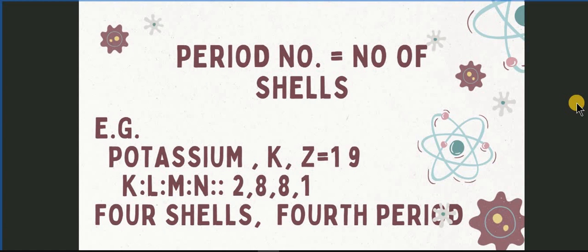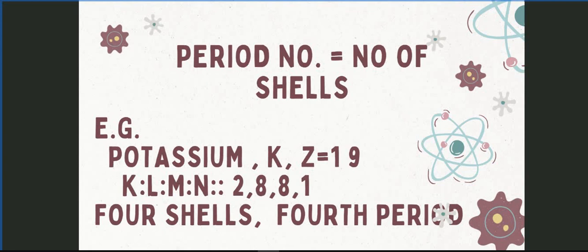The next is period number. How to find period? Period number is equal to number of shells. For example, we have potassium, that is atomic number 19. So we know that electronic distribution takes place 2, 8, 8, 1. There are 4 shells, so it belongs to 4th period.